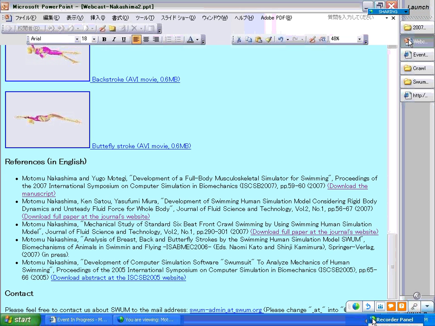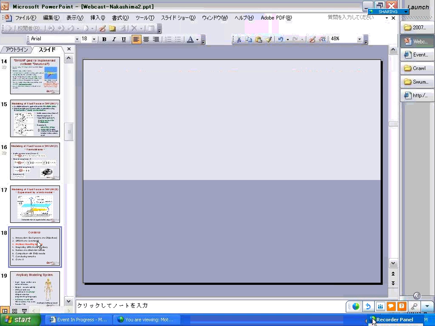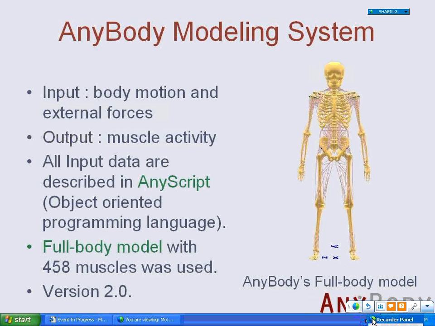So, go back to musculoskeletal analysis. So next, AnyBody modeling system. I think many of you here know much about AnyBody modeling system already, but I will explain it shortly. In AnyBody modeling system, input is body motion and external forces, and output is muscle activity.